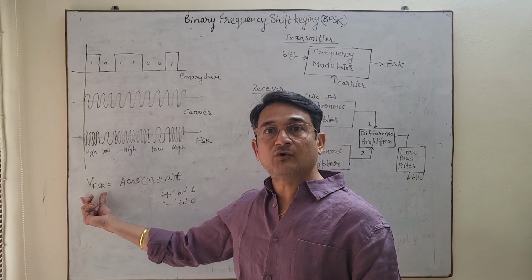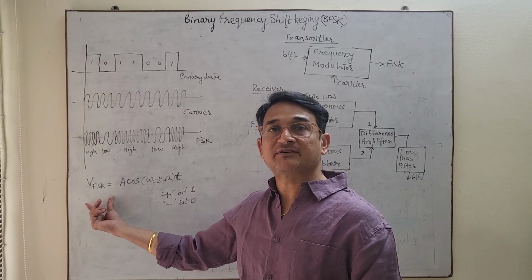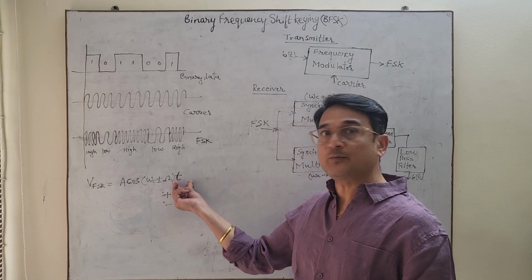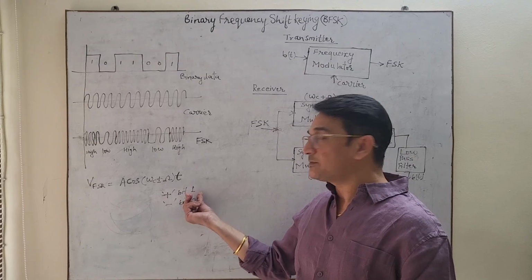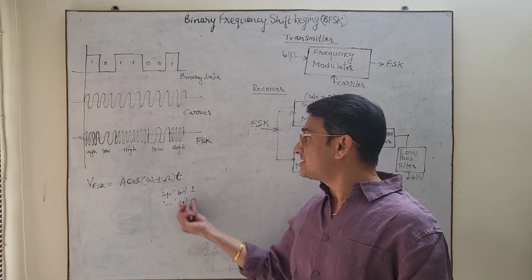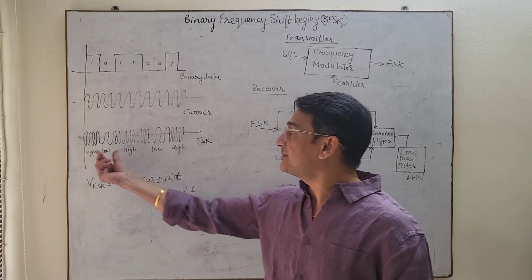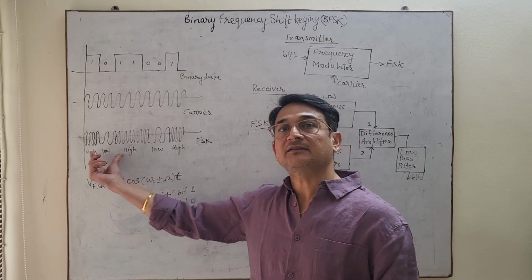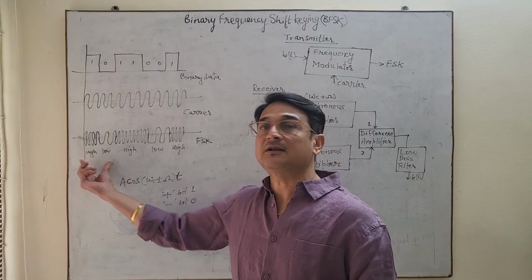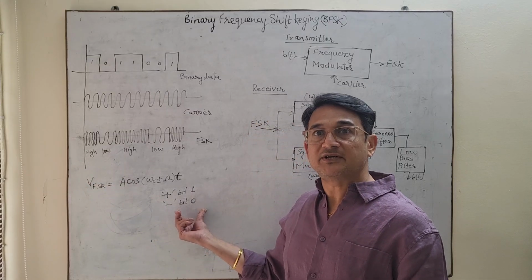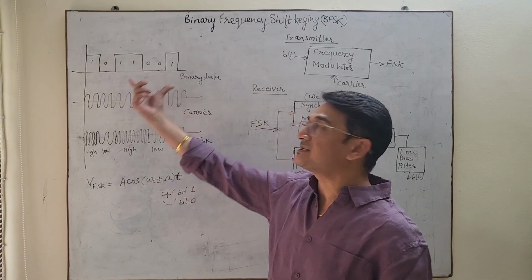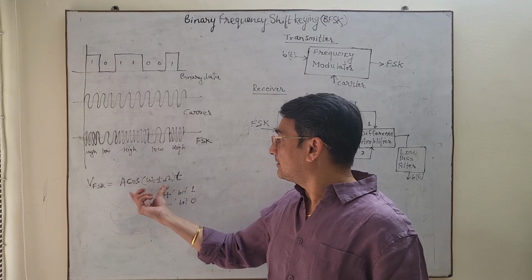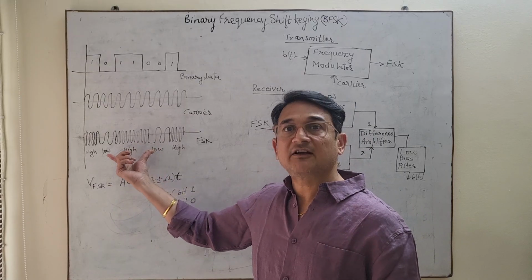Mathematically, if I want to explain the FSK signal, it is basically A cos (omega c plus minus omega) t, where plus means bit 1 and minus means bit 0. Plus means two frequencies are adding, that means the frequency is high, and minus means two frequencies are subtracting, that means the frequency is low, which is represented by bit 0. So this is how your BFSK signal is represented theoretically, mathematically as well as graphically.